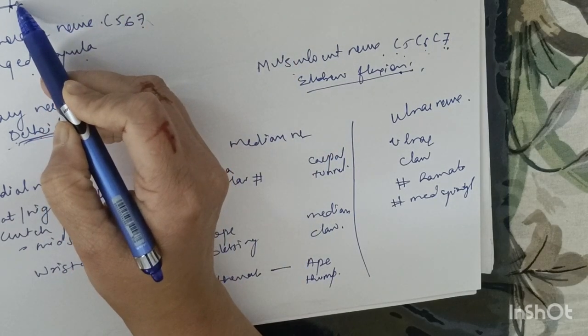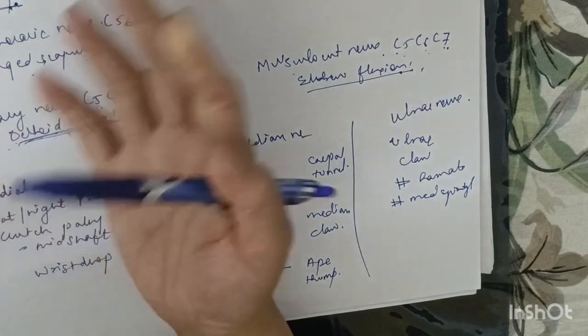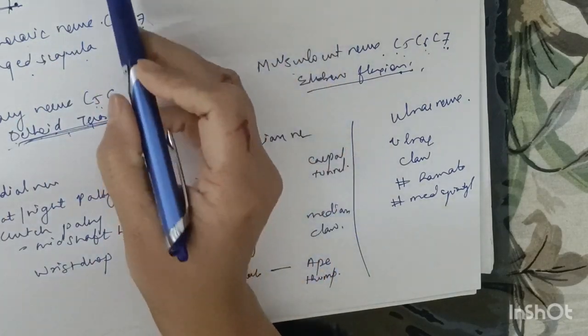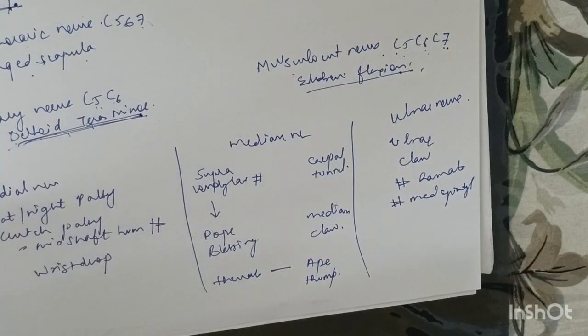The shoulder will not be abducted, the shoulder cannot be rotated, the forearm cannot be supinated, the wrist cannot go into extension or in neutral position. So all will be affected here. Now what happens when the injury is at the level of branches?